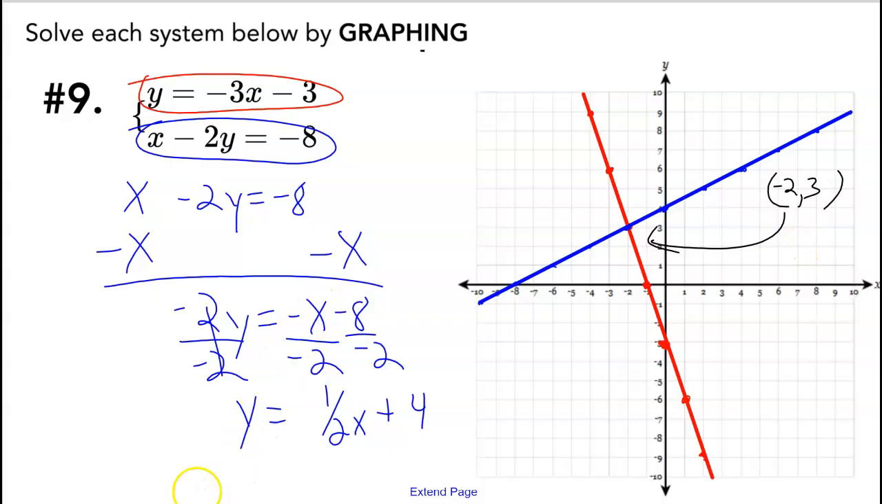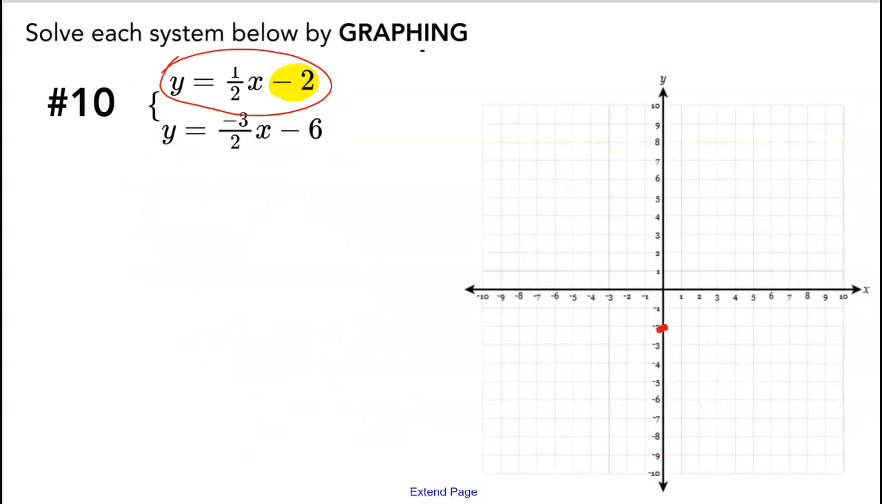Alright, let's take a look at number 10. On number 10, both of these are already in slope-intercept form. That makes it a little easier for us. So I'm going to start off by plotting this -2, which is right here. And then this is cut off, but it's just the number 1. It's 1 over 2, so I'm going to go up 1 and over 2 because it's positive.